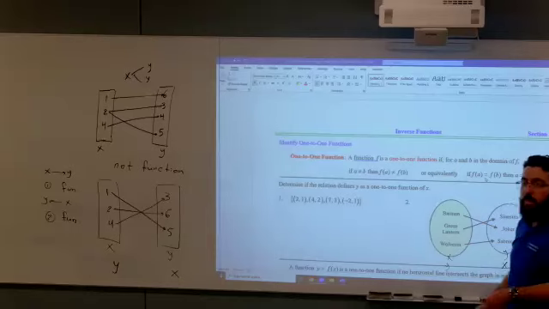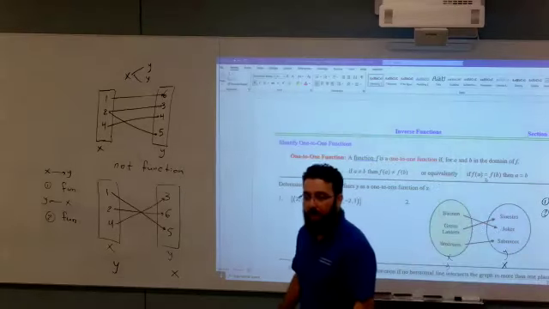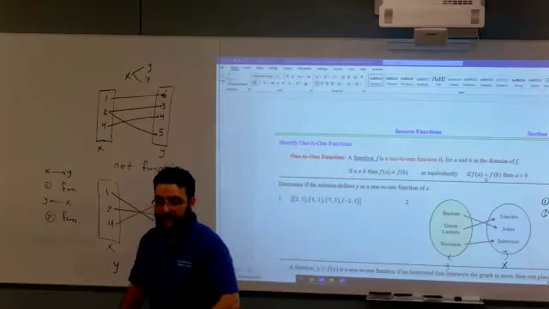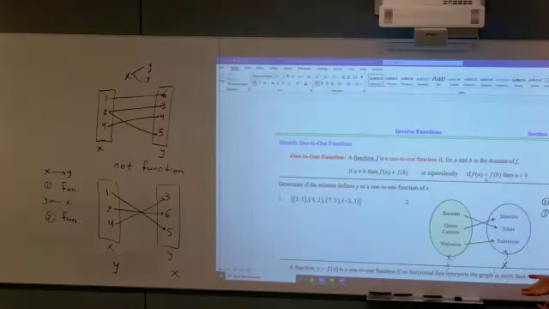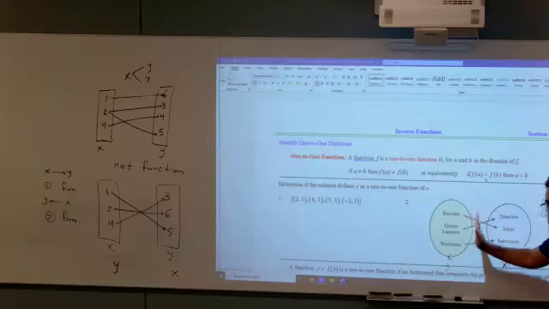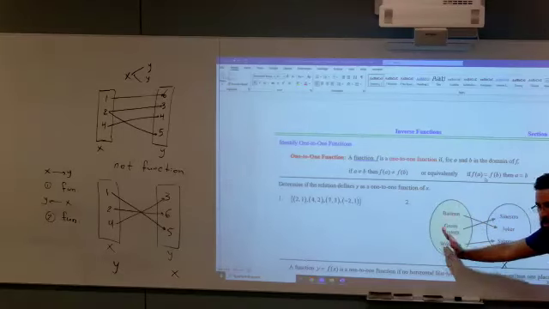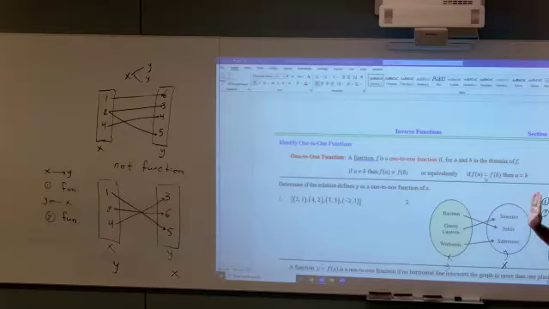Because when the function is 1-to-1, that means it has an inverse. You get the idea? Where is the inverse? When you flip it. Person going to place, this is the function, taking the person to the place. It's a relation. It's a function because each person is going to one place.